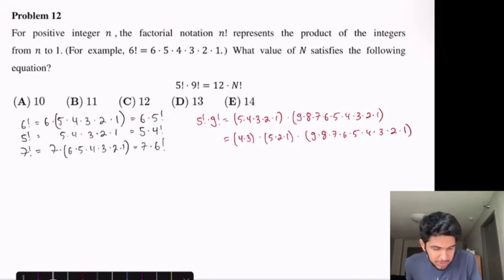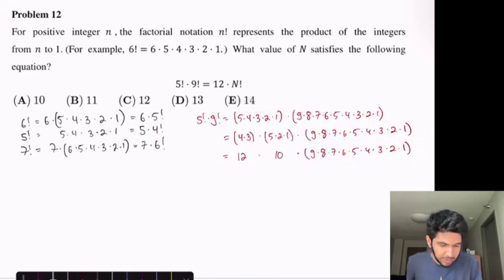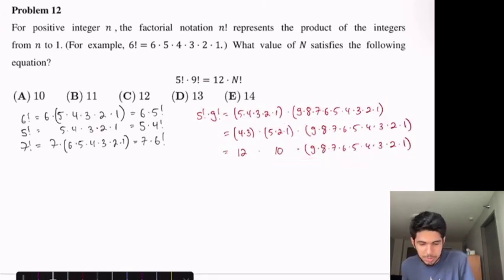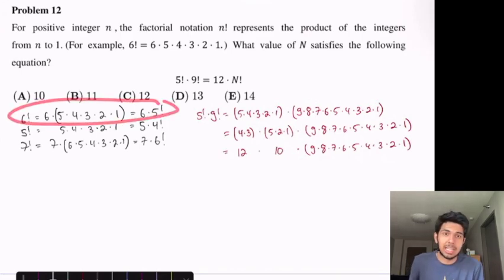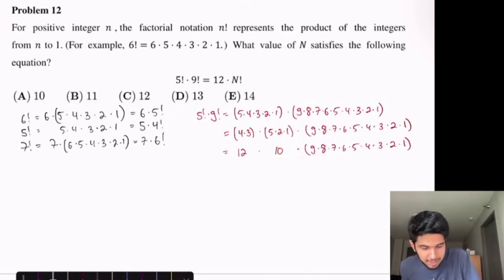And indeed, when you simplify these 2 terms here, we get 12, which is what we want, because there's a 12 right here, times 10 times the 9 times 8 times 7 times 6 thing. And look at that. This is very similar to what we were just doing over here as our exercise. This is 10 times 9 factorial, which would be 10 factorial. So this is 12 times 10 factorial, which means n is going to be equal to 10.